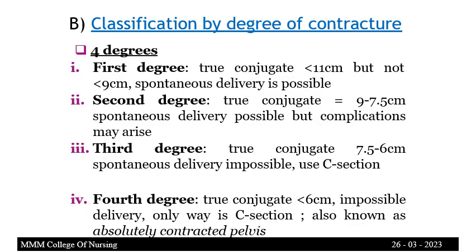So this is the important classification, the 4 degrees of contracture. The first degree is true conjugate less than 11 centimeters, and the second degree is true conjugate 9 to 7.5 centimeters. In the third degree, the true conjugate is 7.5 to 6 centimeters. Here the spontaneous delivery is impossible. You have to go for C-section. The fourth degree, true conjugate is less than 6 centimeters. So here also the choice of treatment will be C-section. But in first and second degree, the spontaneous delivery is possible.